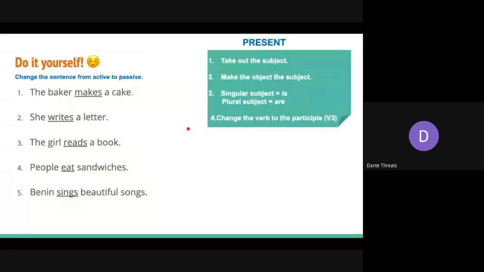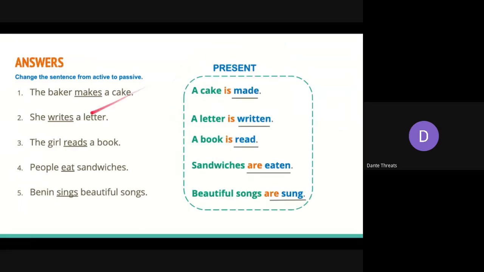All right, so at this point, you've probably done most of these sentences. So let's check on the answers. Okay, so as we did in the first one, a cake is made, yeah? All right. Second sentence should be a letter is written. Why? Because number one, we take out the subject, right? So we take out she.